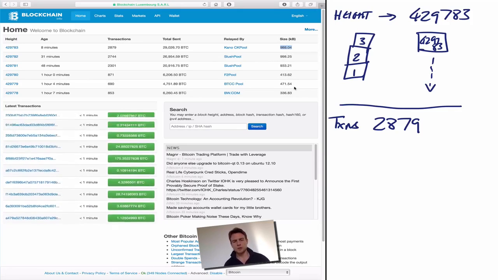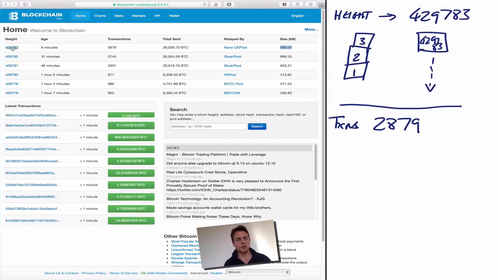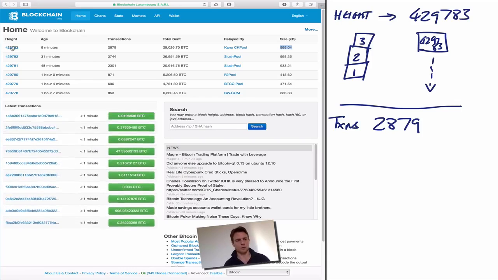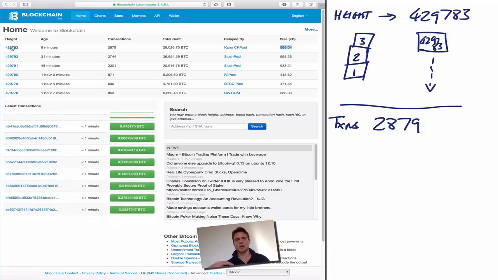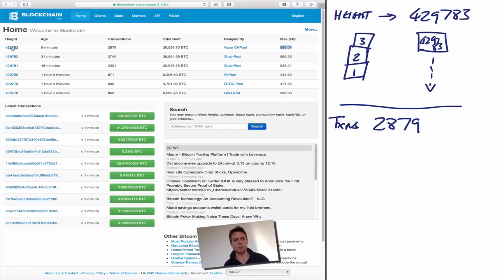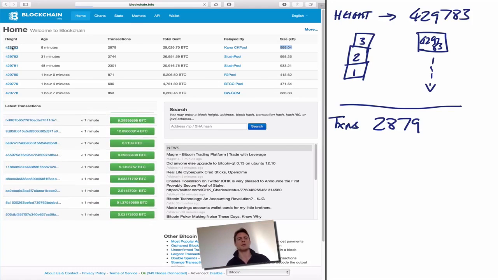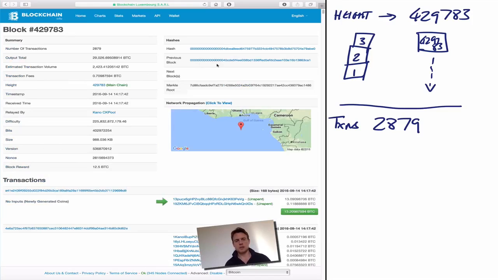So what we can do now is click on the home page for each of these blocks and drill down into more detail about what that block was all about and what's inside it. If we click on this, this is now the home page for our block number 429783.